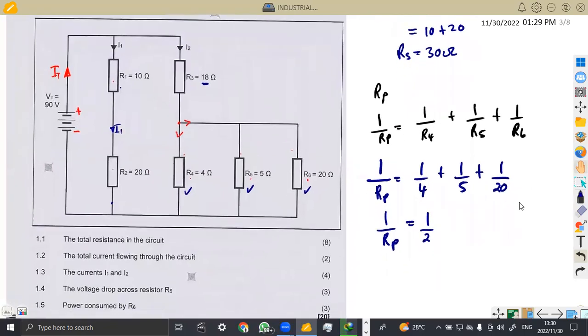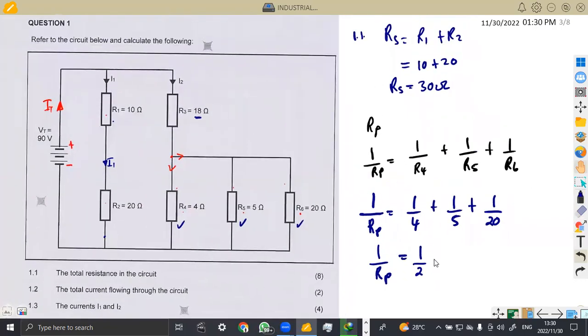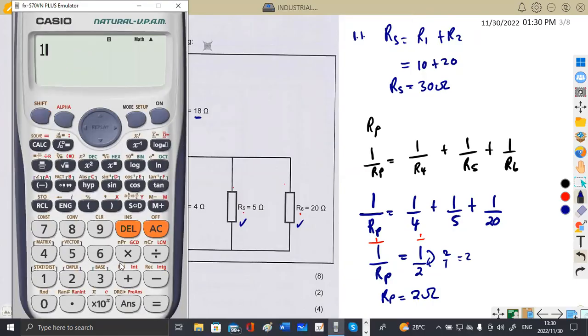This here, for you to find Rp, there are so many ways. Yes, you can cross multiply this and that, but from our mathematical concept, the moment you divide by 1, that means you're going to have Rp here. So Rp is going to be 1 over, that is the inverse of this, which is 2 over 1, and that is 2. So you're going to obtain 2 ohms, or from your calculator, if you just divide 1 by the answer that you got, that is 2 ohms.